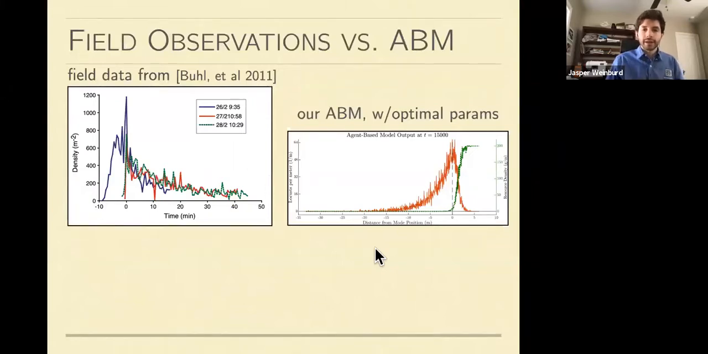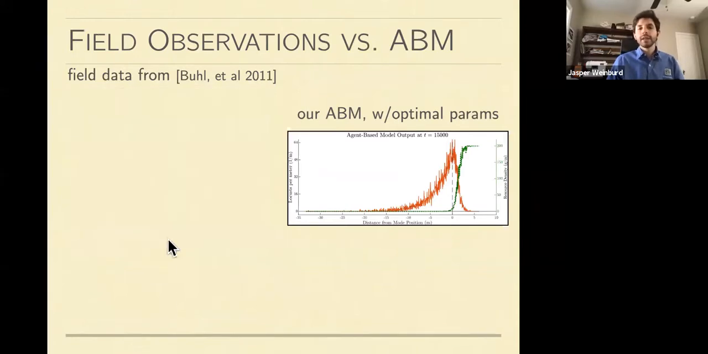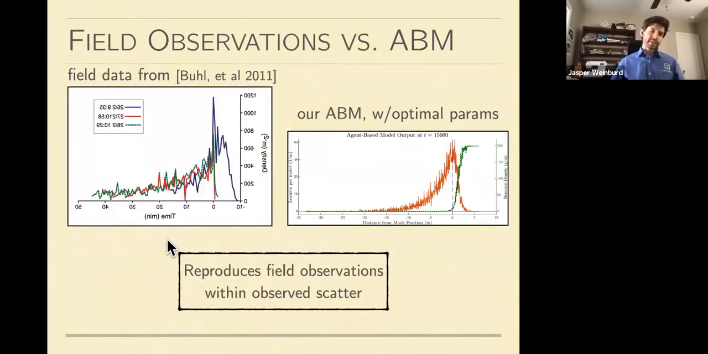So here again is our ABM with optimal parameters. And this is the data from Jerome Buhl in Australia. So what I want to highlight right now is that we did not match the exponential tail in our distribution to the exponential tail in his distribution. But when you compare the output of our model based on fitting parameters from other field observations, we end up with a quantitatively good match.